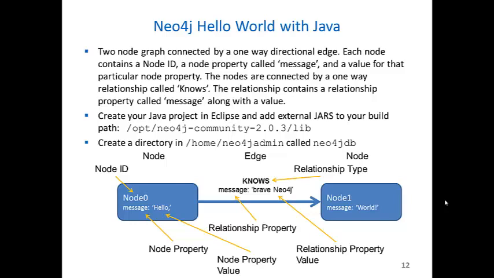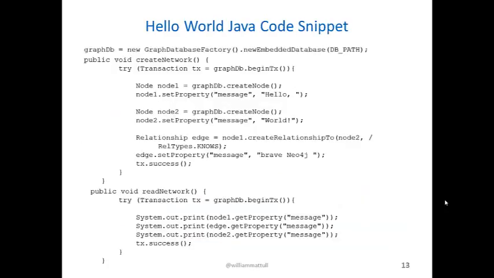You'll notice that on either side of this graph representation, we have a node. The node has an ID, it has a node property, and then there's a value assigned to that property. And then in the middle there, you have your edge, and the edges are typed, meaning you can have multiple types like knows and likes and so on and so forth. Those relationships can also have properties, and in this case, you can see that it has a message property.